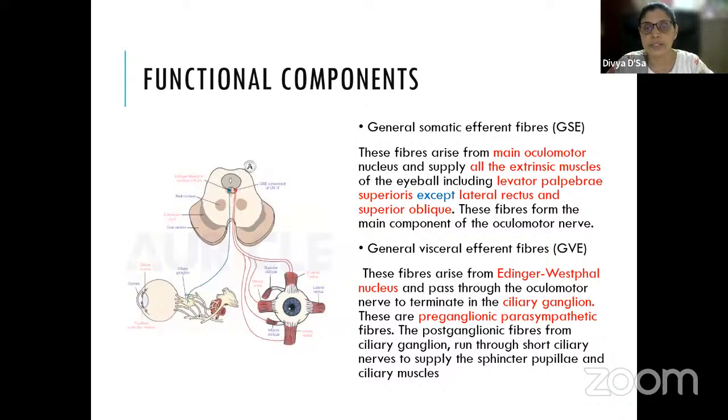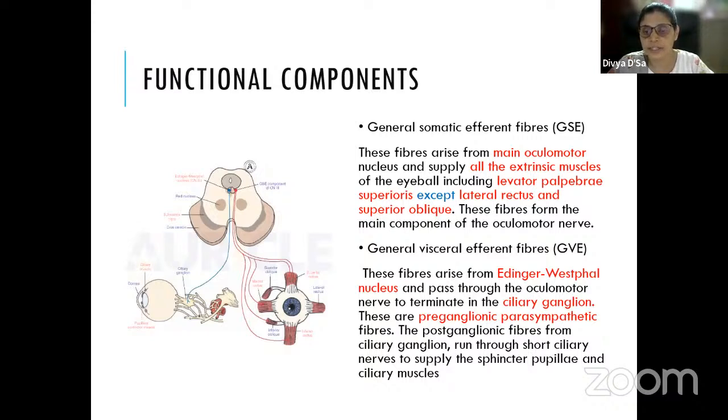Okay, so the general somatic efferent fibers arise from the main oculomotor nucleus and supply all the extrinsic muscles of the eyeball, including the levator palpebrae superioris, except 2 muscles, the lateral rectus and the superior oblique. These fibers form the main component of the oculomotor nerve. So basically the oculomotor nerve is a purely motor nerve. It supplies these extrinsic muscles as well as the muscles of the viscera.